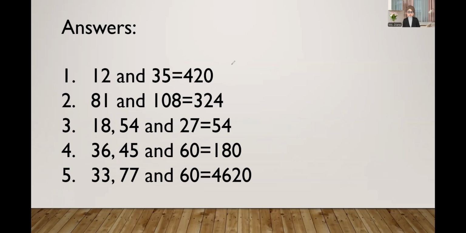LCM of 81 and 108. Let's do prime factorization again. The factors of 81 are 9 and 9, right? Because 9 times 9 is 81. And then we can still factor out 9 here. Then let's list here. How many 3's? You have 4: 3 times 3 times 3 times 3.